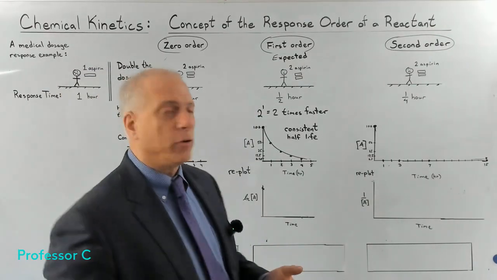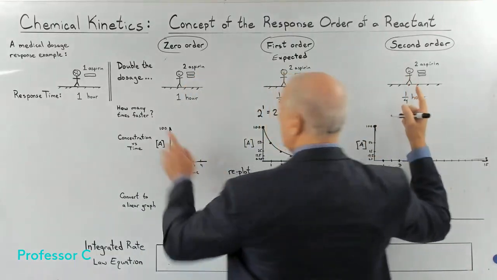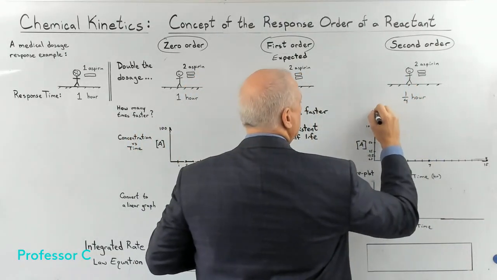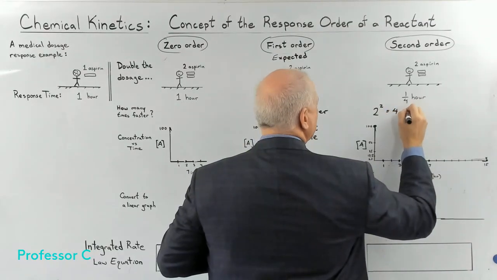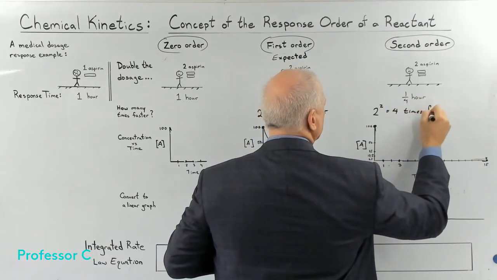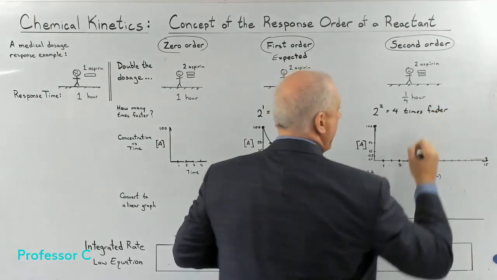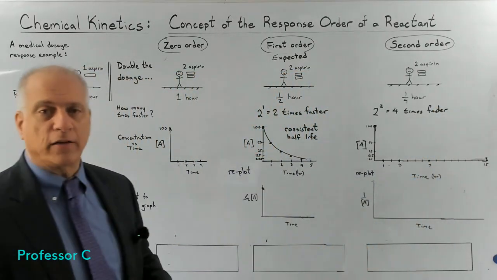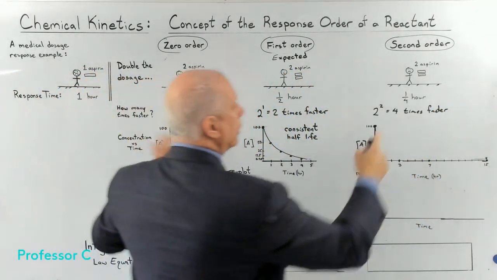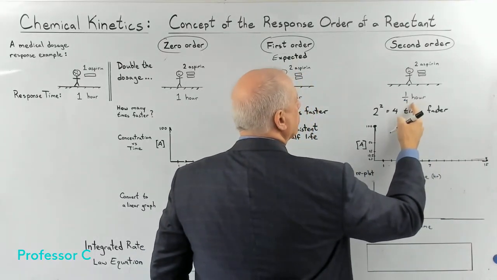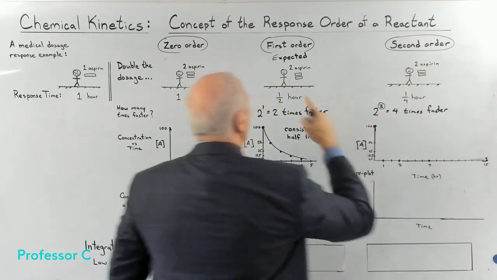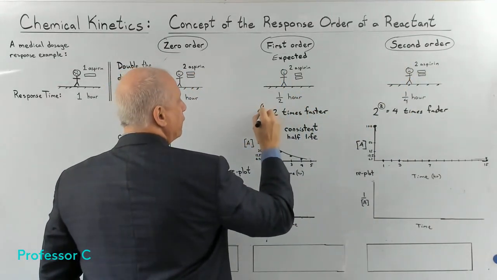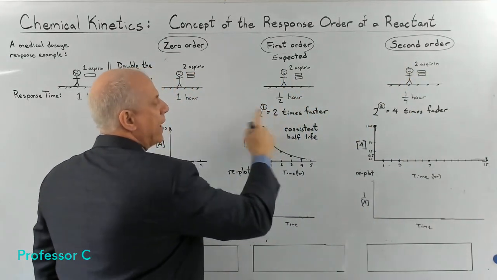That would be an example of a second order response. How many times faster? 2 to the second times faster, or in other words, in this case, 4 times faster. And if it's 4 times faster, then the effect of the medication, instead of 1 hour, is going to be 1/4 of an hour. So 2 to the second power, second order. Our first order, 2 to the first order, 2 times faster.